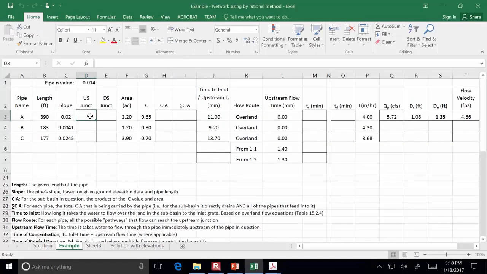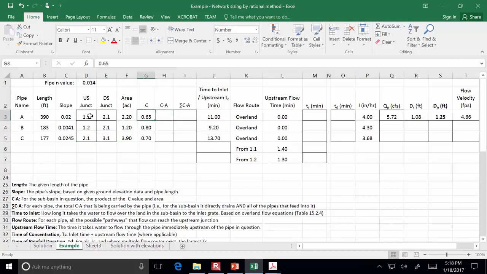So pipe A, I think you've already filled in the information. The upstream of pipe A is 1.1, downstream is 2.1. For pipe B, it is 1.2 goes to 2.1. And then pipe C, upstream is the 2.1 end, and the downstream is the 3.1 end.